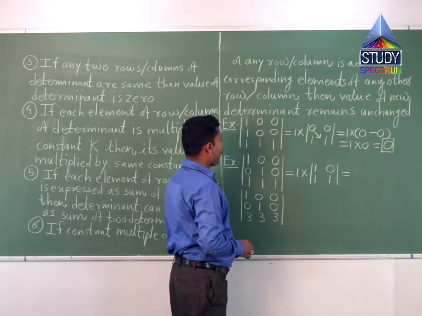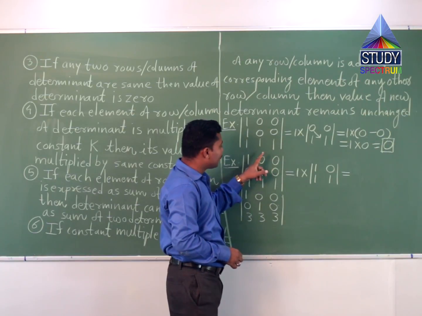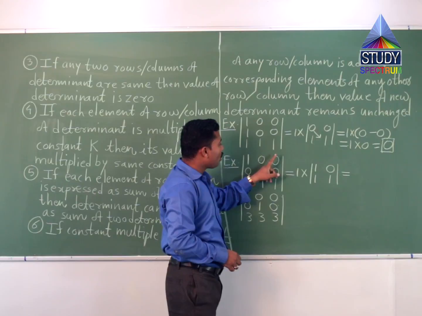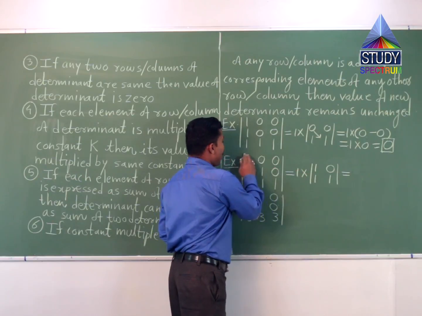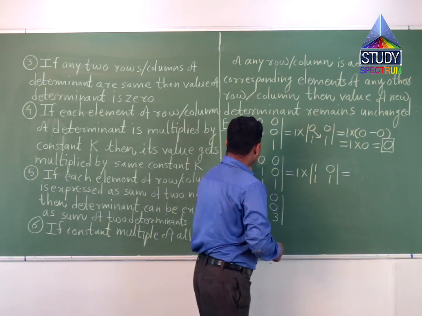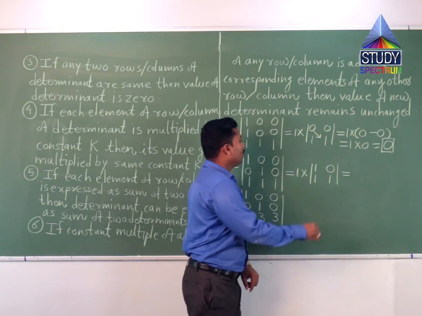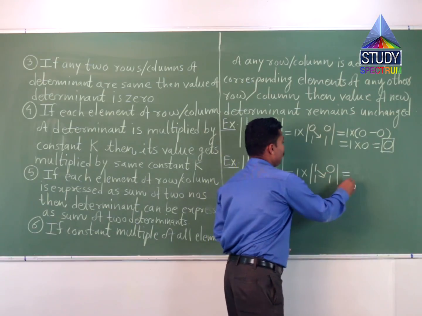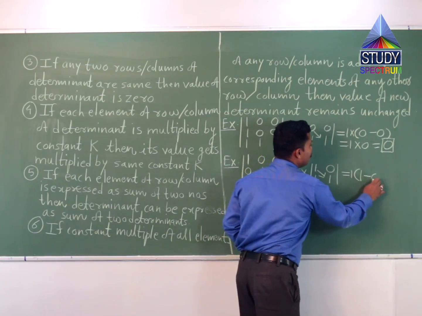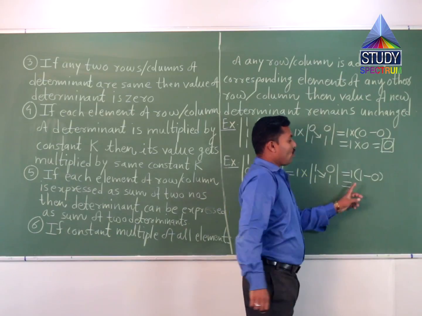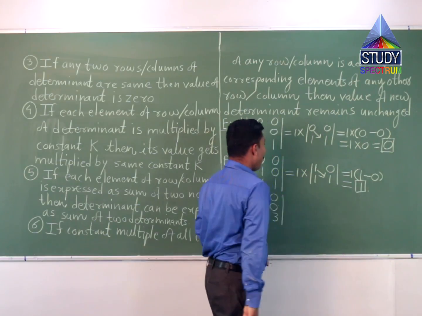Listen carefully. Here is a 0, here is a 0. So 0 into any minor means the term is 0. So we only take the 1. So 1 into the minor of 1. Minor means delete the row and column. So remaining 1 0 1 1. So again 1 into 1, 1 into bracket 1 into 1 1 minus 0 into 1 0, equal to 1 minus 0, 1 and 1 into 1 1. So the determinant is 1.